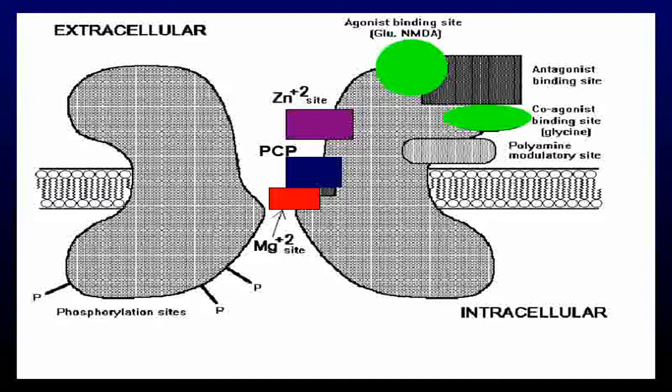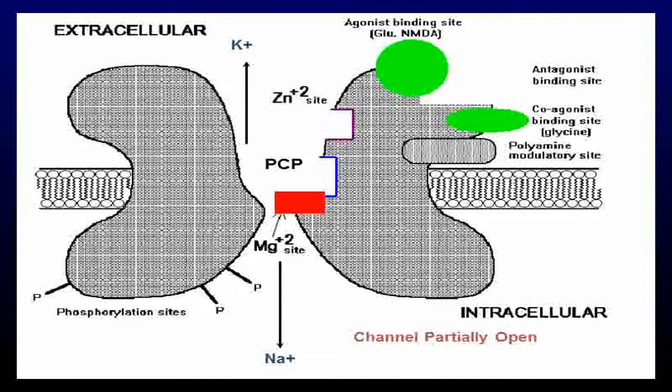Partially open? What are you talking about, sir? Well, you'll see here in a second. It partially opens when the glycine and the glutamate both bind, but you still have magnesium in the way. So the only thing that this receptor is doing right now is allowing sodium in and potassium out. That's the ligand effect of this receptor. But it is one of the few receptors in the body, one of the only ones I can think of at the moment, that is both ligand-gated and voltage-gated.